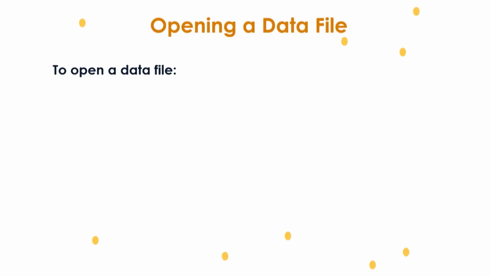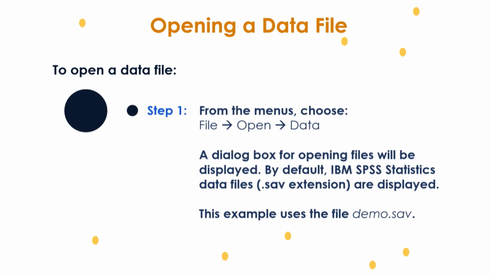And how do you open a data file? What are all the steps involved? To open a data file, the first step is, from the menus, choose File, Open, and Data. A dialog box for opening files will be displayed. By default, IBM SPSS Statistics data files will have the extension .sav. This example uses the file demo.sav, which we already mentioned.